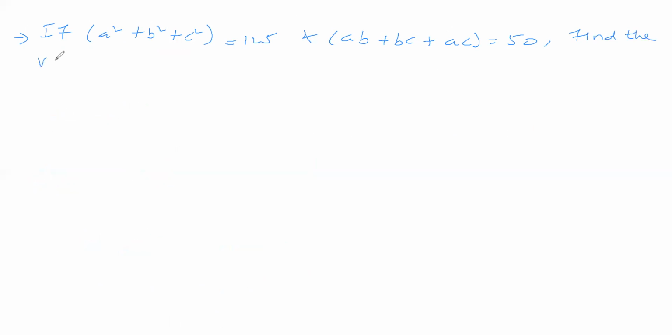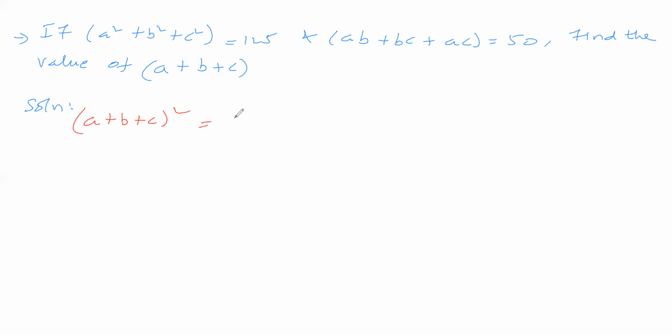If a square plus b square plus c square is equal to 125 and ab plus bc plus ac is equal to 50, find the value of a plus b plus c. This value we have to find. So now how to find it? We'll take a formula. In the sense, the a plus b plus c whole square formula we will take.